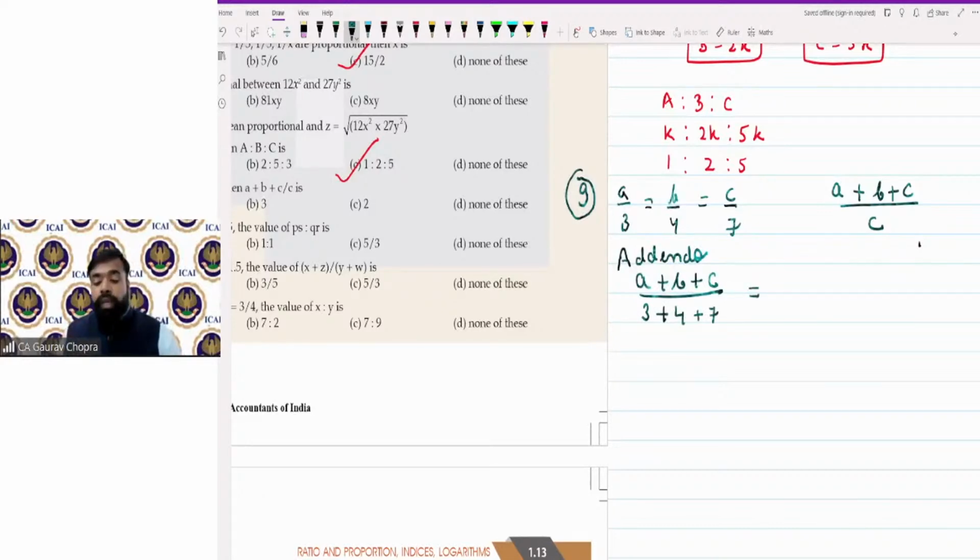Now, in सबको किससे compare करना है? You can compare with anyone. But the requirement of question is we require c in denominator. So therefore, we are comparing with c by 7. So compare it with c by 7. Now we will do the cross multiplication and get the result. So a plus b plus c upon c will give you 14 divided by 7, and that is nothing but 2. So hence the required result is 2. So in this way, you can get the answer. All right.